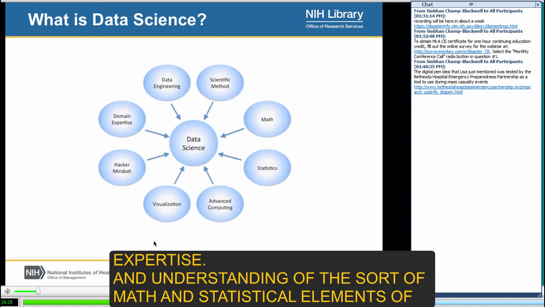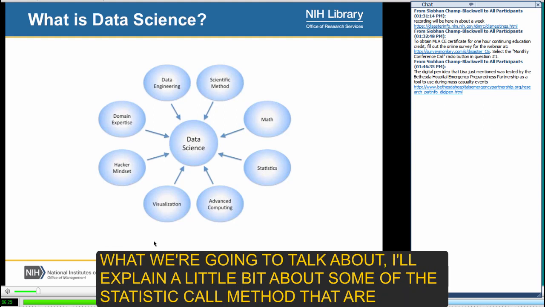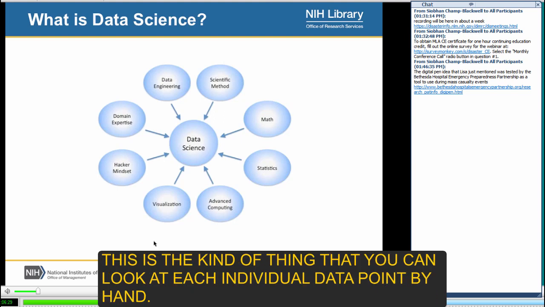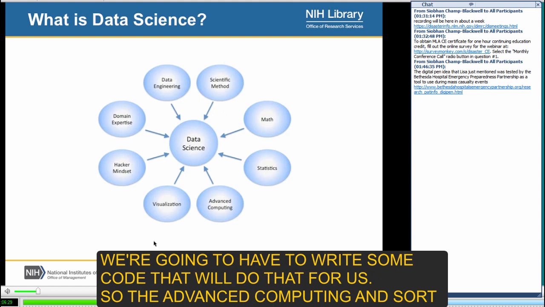So, an understanding of the math and statistical elements of what we're going to talk about. I'll explain a little bit about some of the statistical methods that are commonly used in data science. Because we're working with very large data sets, this isn't the kind of thing where you can look at each individual data point by hand. We're going to have to write some code that will do that for us. So the advanced computing and the hacker mindset are important pieces as well.